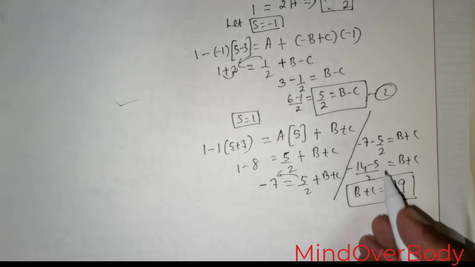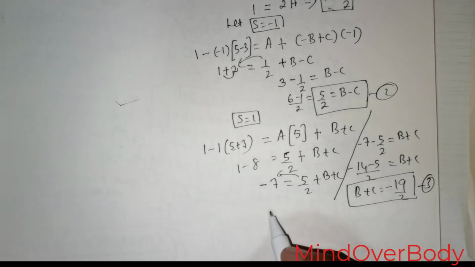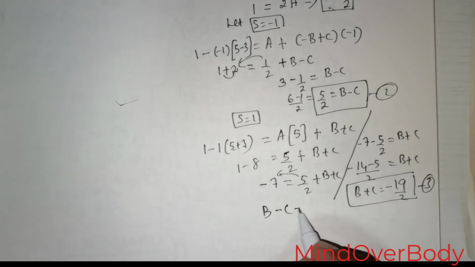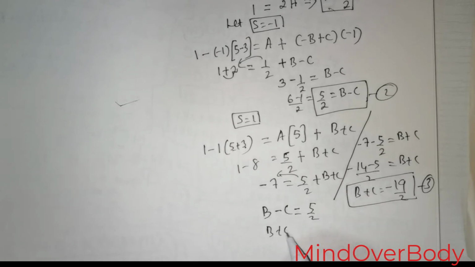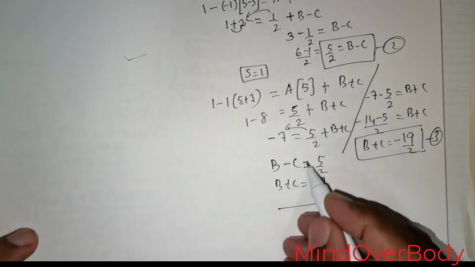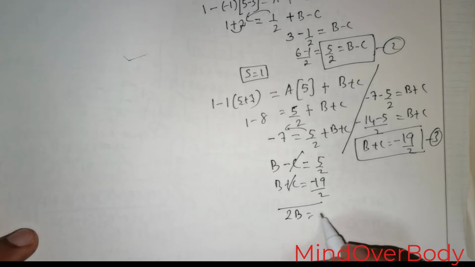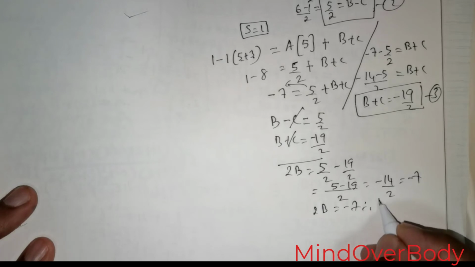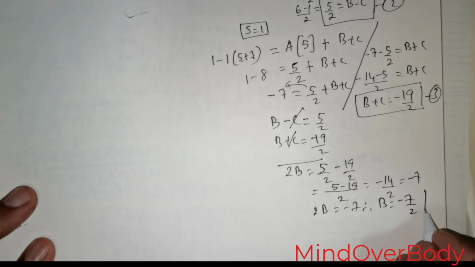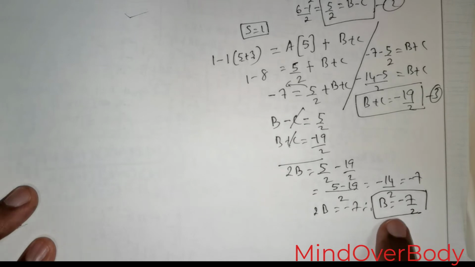So I take this as 2, I take this as 3. So I have B negative C is equal to 5 over 2. B positive C is equal to negative 19 over 2. I add these, I get 2 times B is equal to 5 over 2 negative 19 over 2. I take the LCM as 2. This is going to give me 5 negative 19, which is negative 14 over 2, negative 7. So 2B is equal to negative 7, therefore B is equal to negative 7 over 2. So I get the value for B.